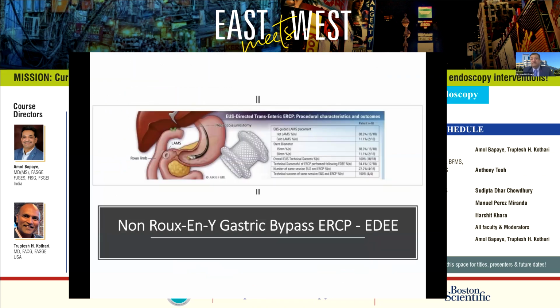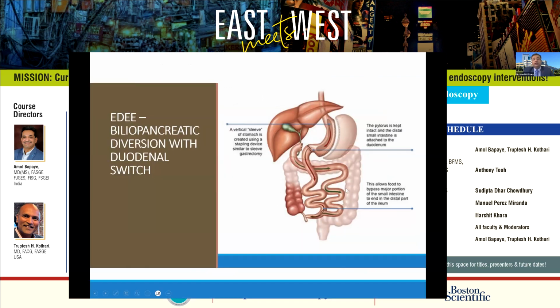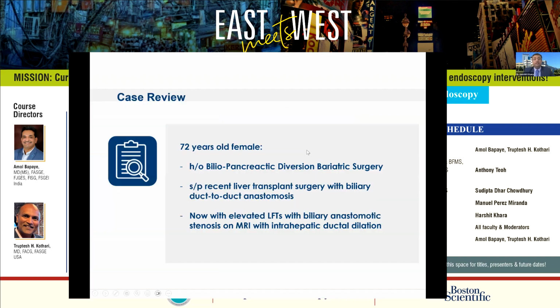I know while we're having different acronyms from EDGE, we'll go to EDI, which is another kind of bariatric surgery where there is a biliopancreatic diversion. In this case, there is no stomach to EDGE into. To get biliary access, we have to basically connect the duodenum to the duodenum or the jejunum to the duodenum. So this was a patient of mine with a history of biliopancreatic diversion bariatric surgery who recently underwent a liver transplant and developed a biliary duct-to-duct anastomotic stricture with elevated LFTs.